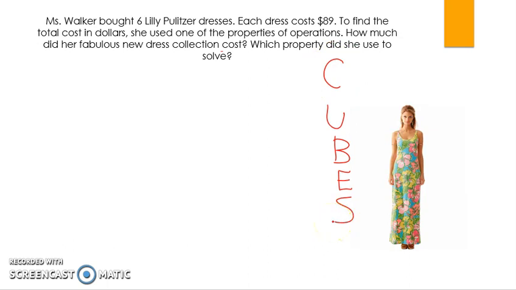So first, let's go ahead and circle the numbers or units in the word problem. So we have 6 dresses, each one costing $89. Next, let's underline the question or questions. How much did her fabulous new dress collection cost? We want to know the total. And which property did she use to solve?